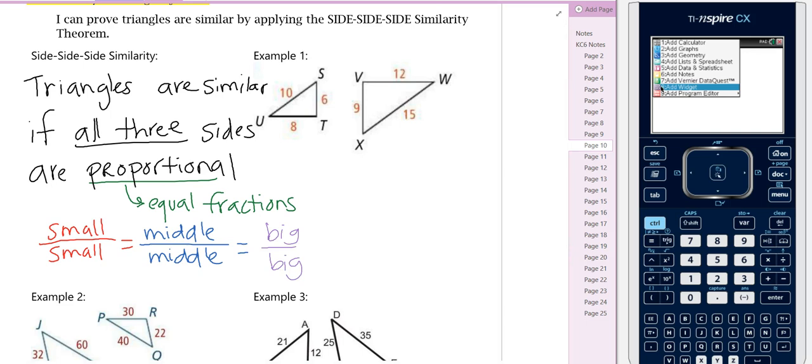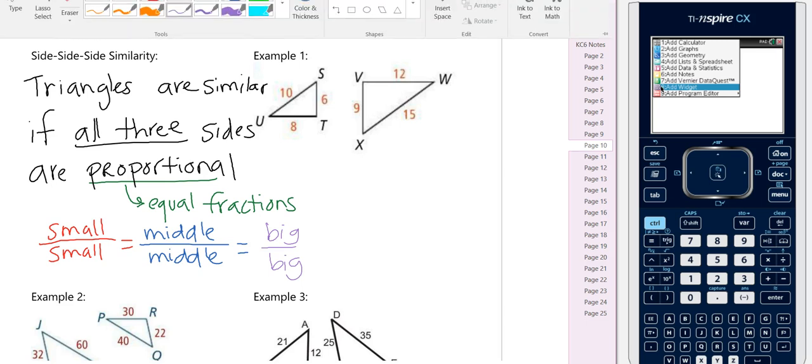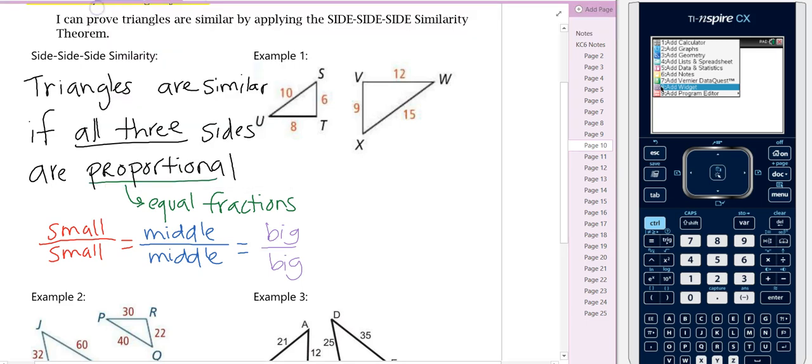So when we set up these fractions, another thing to remember is our scale factor. Just to keep up here at the top of our notes, when I'm talking about scale factor, this is the image over the pre-image. So when we're looking at this scenario in example 1, I'm going to go ahead and tell you that this is the pre-image and this is the image.